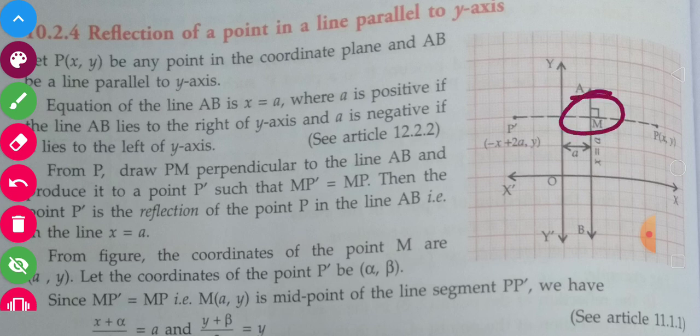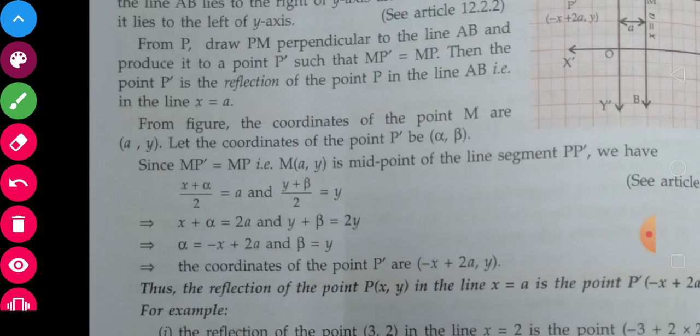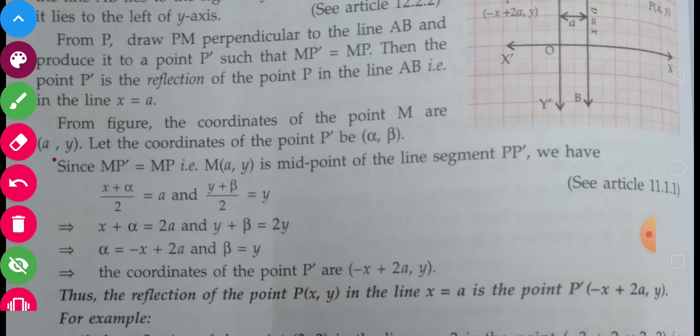and its coordinate would be, now this length is a, right? That means my x coordinate is a now. So x is equal to a and y is y. Okay, so my M will have coordinates a comma y. Okay, M's coordinates are a comma y, correct? And P dash, the coordinates of P dash, we have already taken as alpha and beta. Again finding the coordinates of the midpoint, same method.